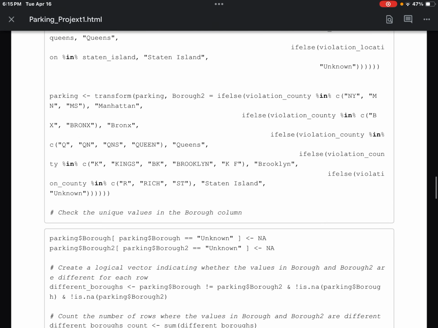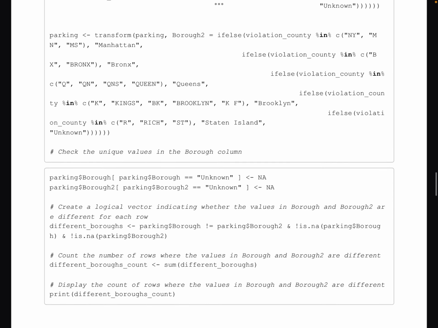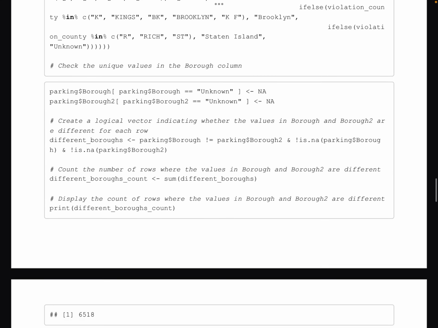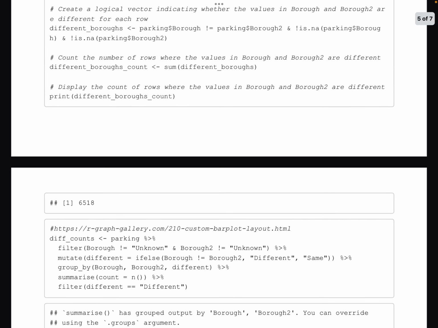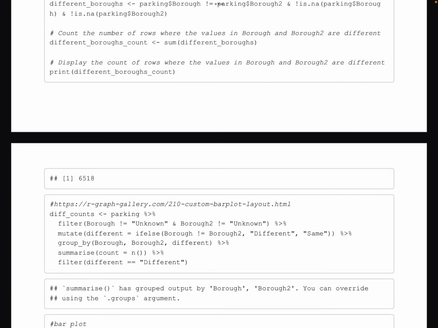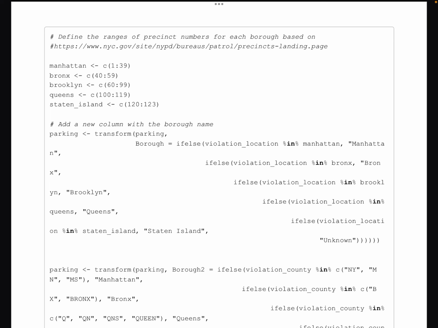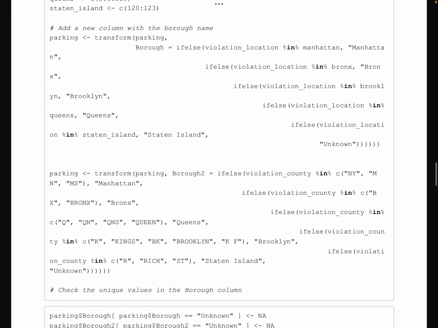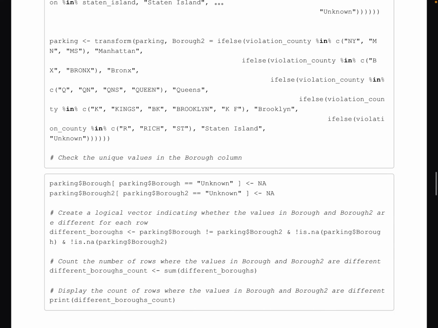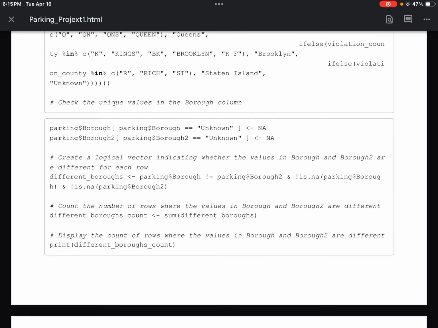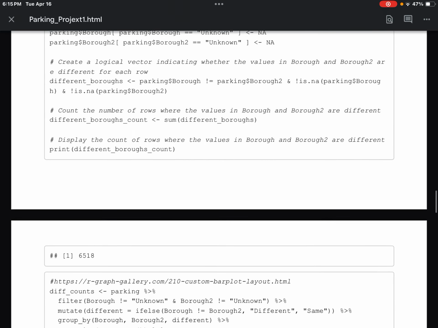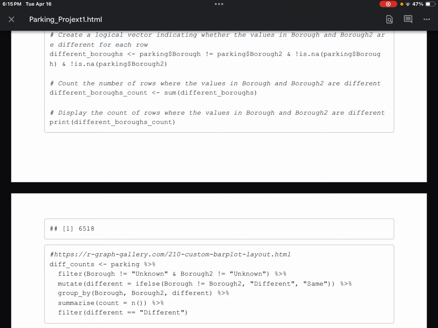So while doing this, I wanted to see if there was any difference between each borough, and I found that the number was 65,018. So this number means that those boroughs do not match up. The precinct number that was recorded did not match the violation number that was recorded. And I wanted to figure out why that was happening.